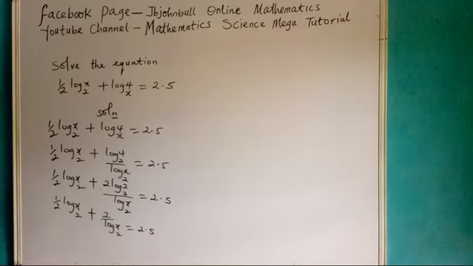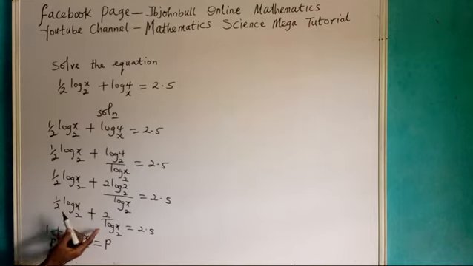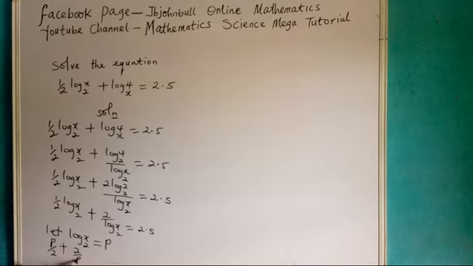Okay, we are still going. Now, what can we do to this? We can say let log x base 2 equal p. Let me involve p. If I involve p here, I'm going to have p over 2. If I also involve p here, I'm going to have 2 over p. I will now have equal 2.5. Now, we have an equation.